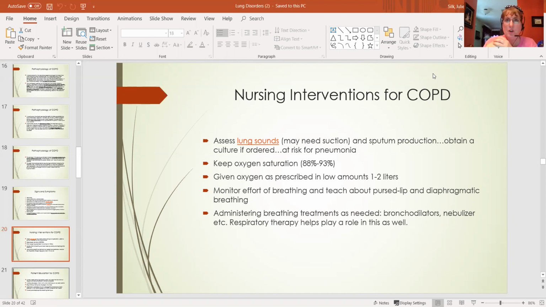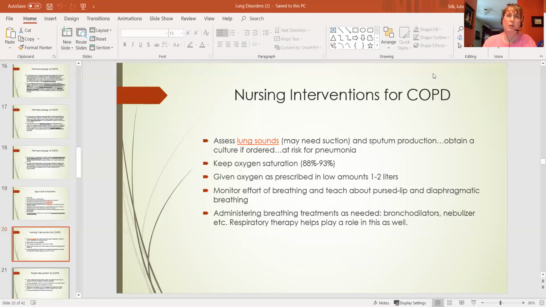There's another one called diaphragmatic breathing. And this all has to do with your diaphragm. So what this does is it helps retrain your diaphragm to work more effectively. Typically, especially a COPD patient, usually they're so short of breath all the time, they're constantly using all their accessory muscles when they breathe.